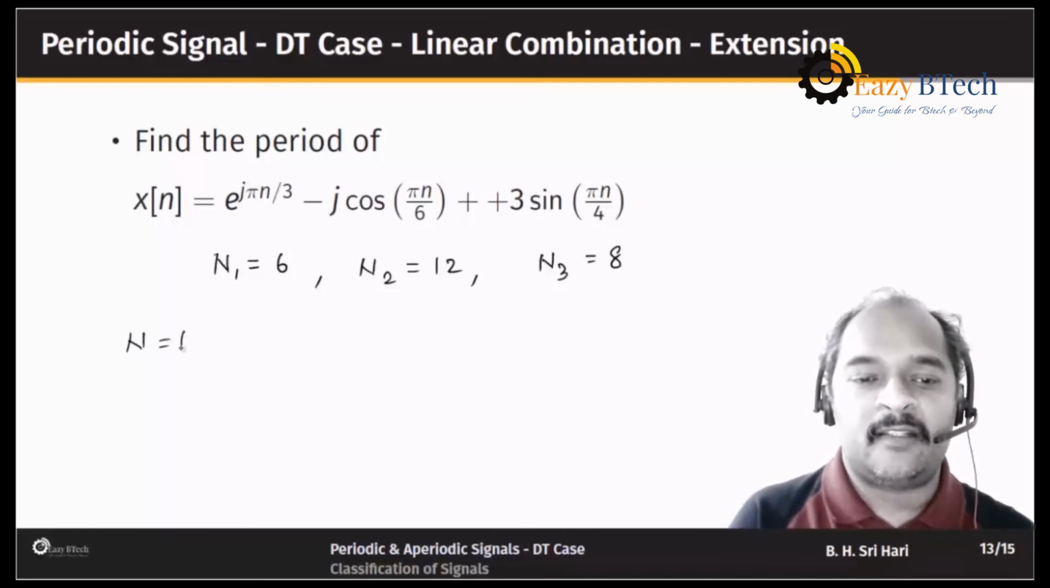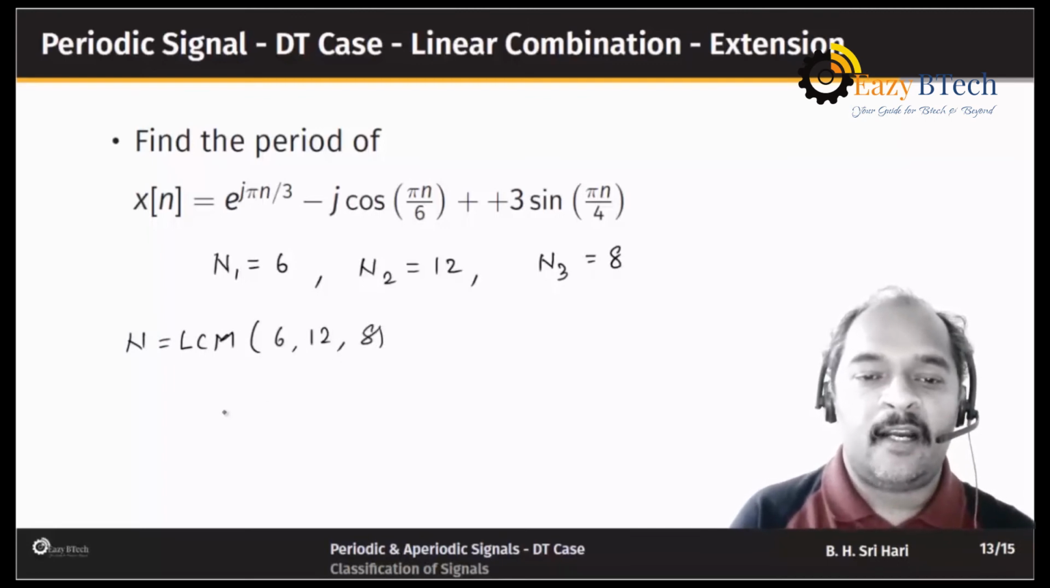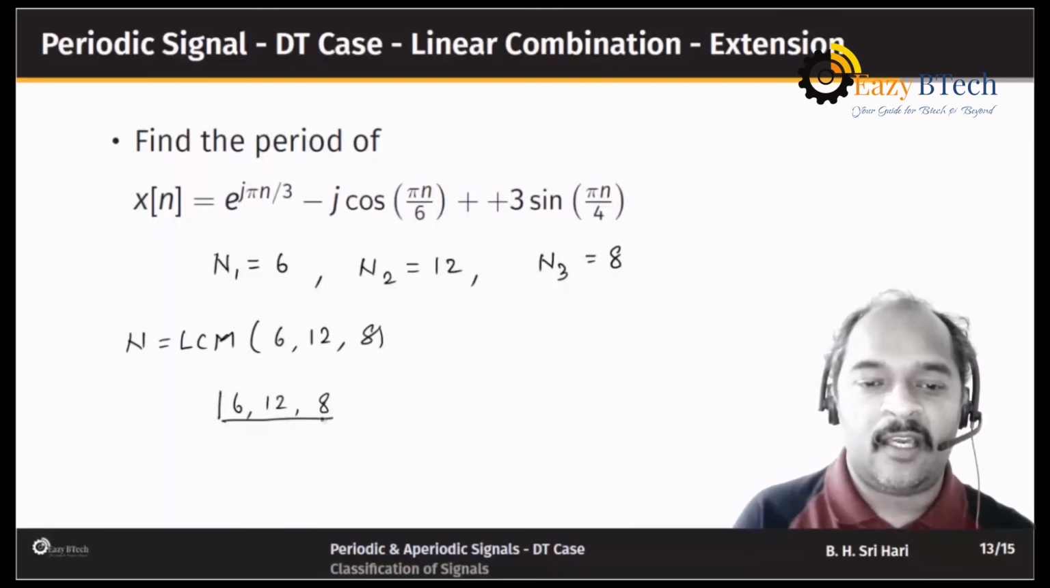We have to find just the period of the signal, which is the LCM of 6, 12, and 8. If you want to do that, we can do it here. We take 6, 12, and 8. We divide first by 4, so that should be 6, 3, and 2.